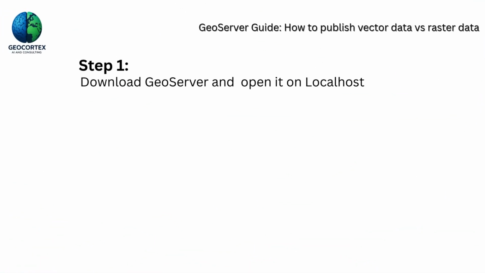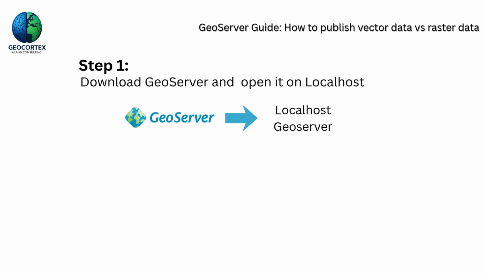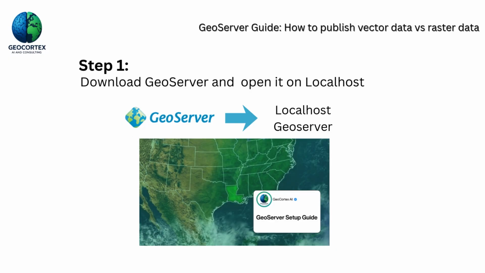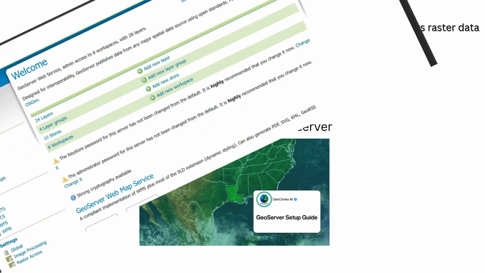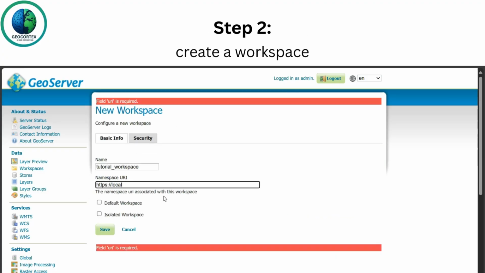Let's start with setup. Download GeoServer, run it, and open it in your browser at localhost GeoServer. If you run into any problems on this step, check out our GeoServer setup guide. Once you're in, create a workspace, give it a name of your choice. This keeps your layers neatly organized.